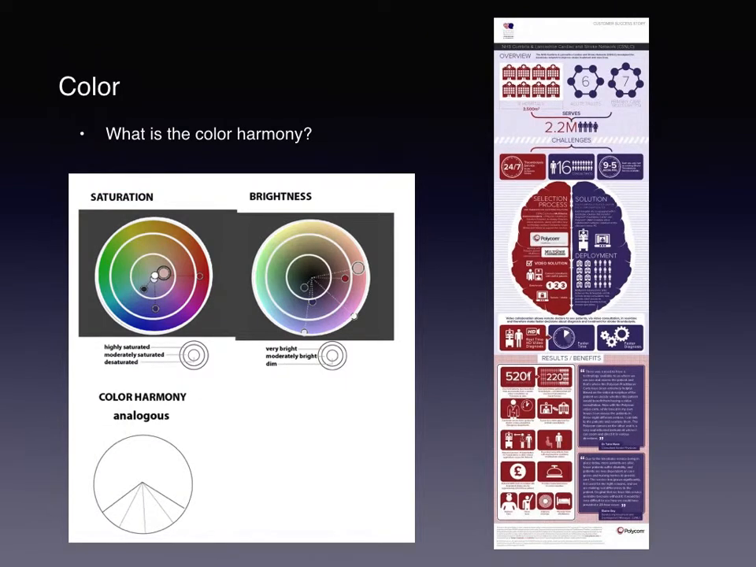Next, what's the color harmony? According to my saturation wheel, color harmony is analogous. Purple and red are in two directions on the saturation wheel. That's why it becomes an analogous color harmony.